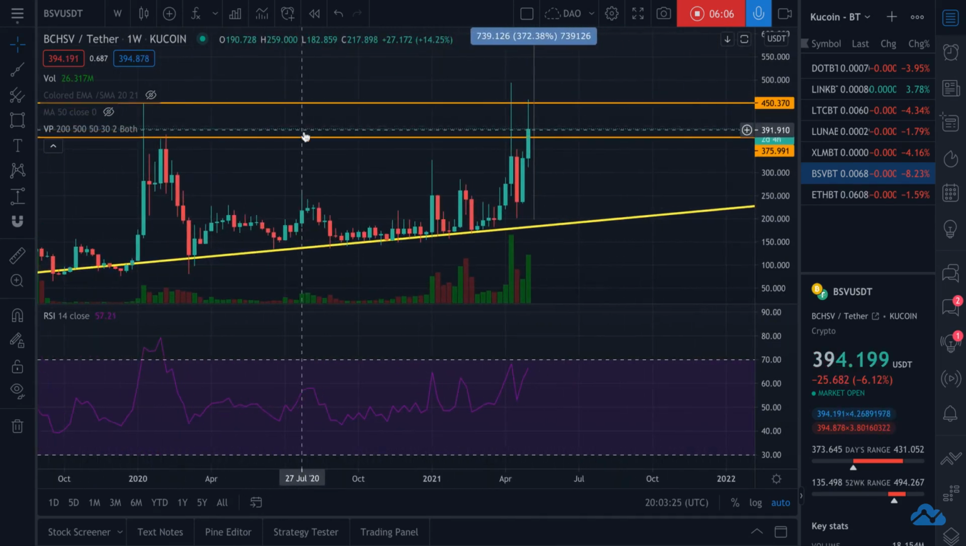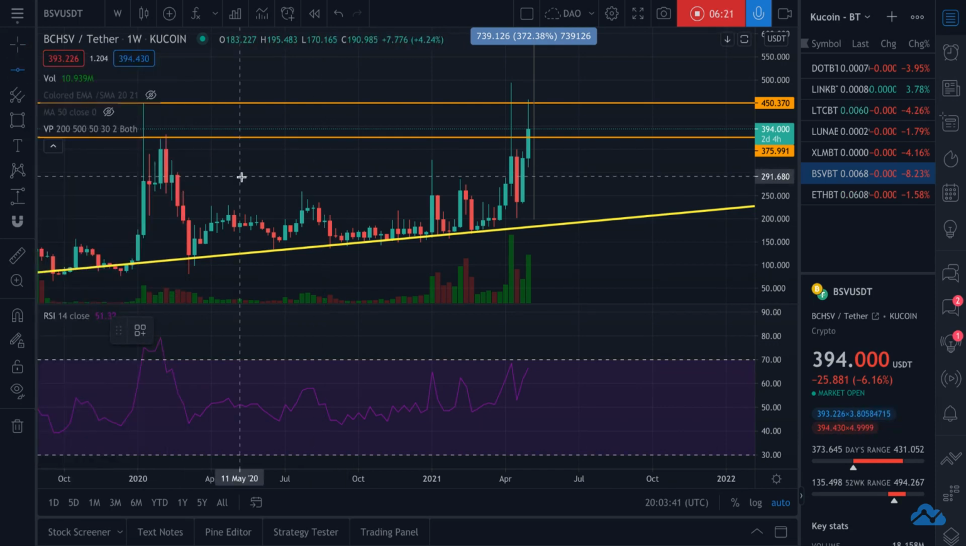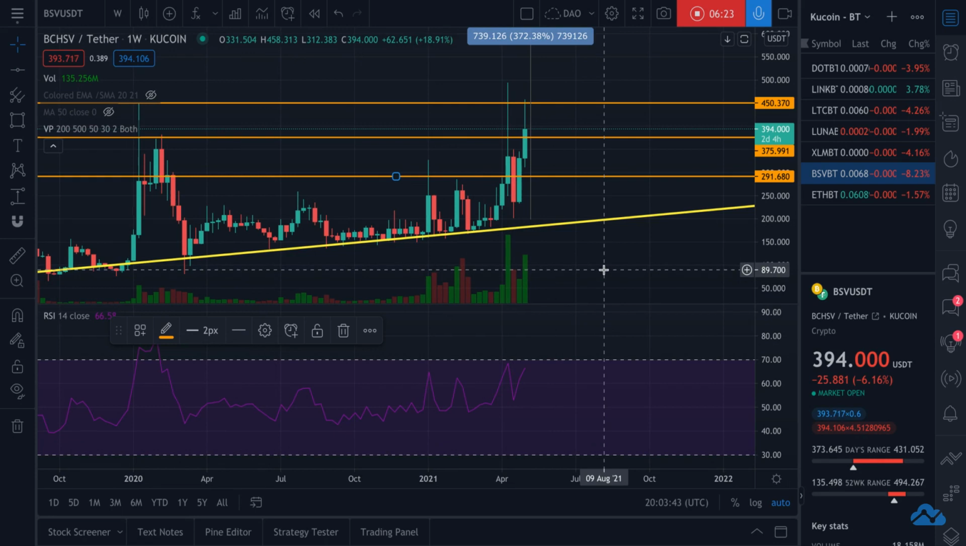So you can try to wait for it to come back down to here. I would say if you can get it at 380, that's a good buy. If you can get it at 288, it's a fantastic buy. I just don't know if you'll be able to get it at 288, not without something major happening. So that's my look at BSV.